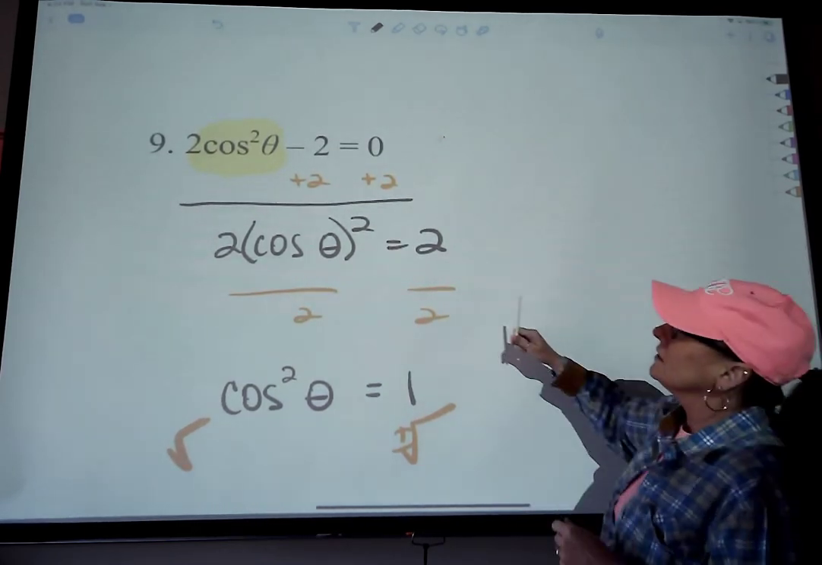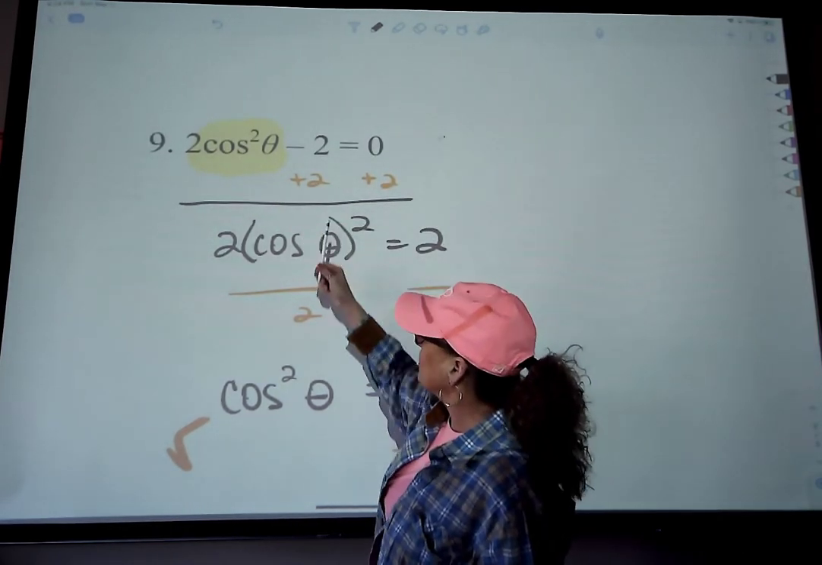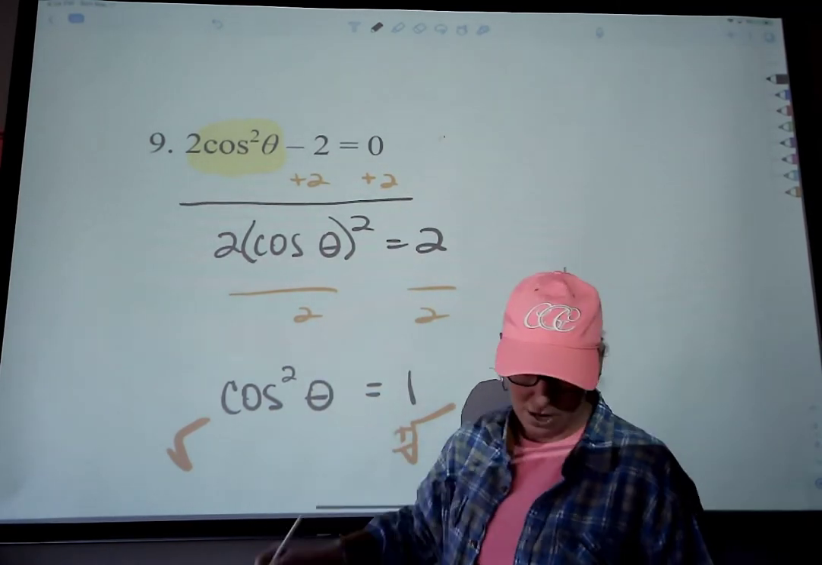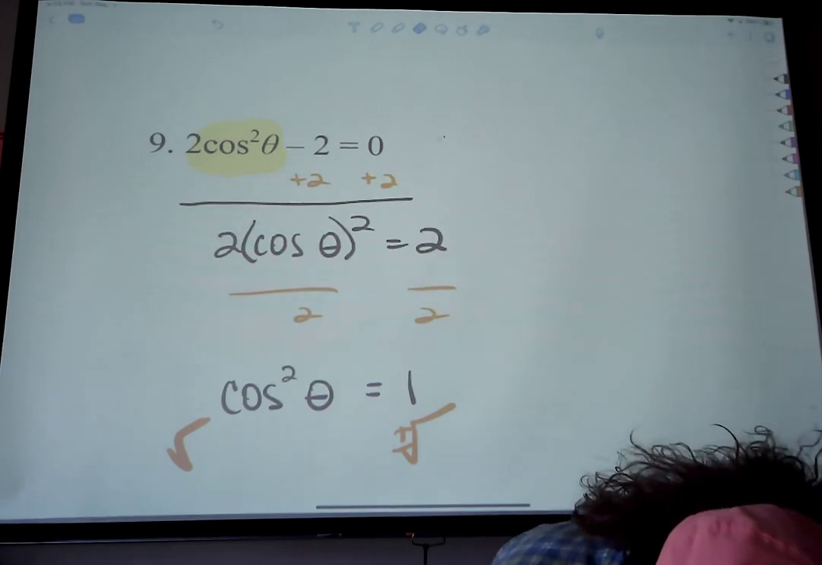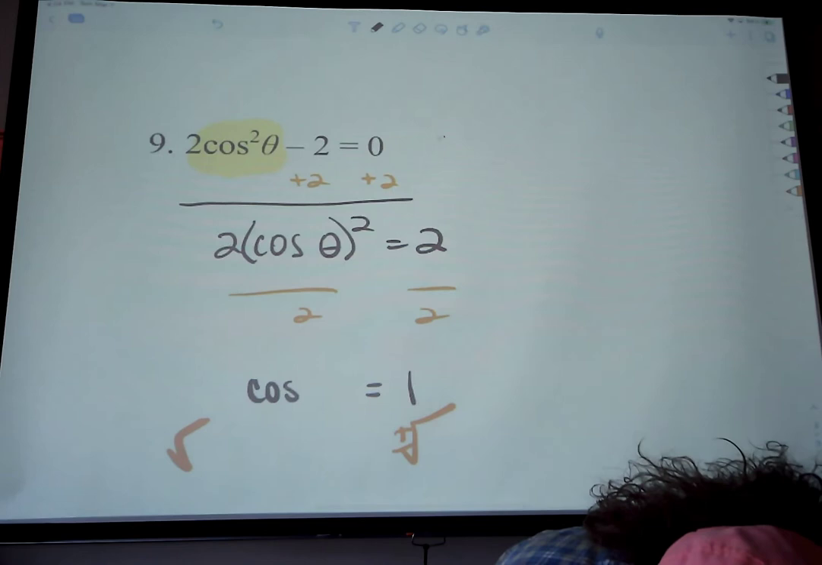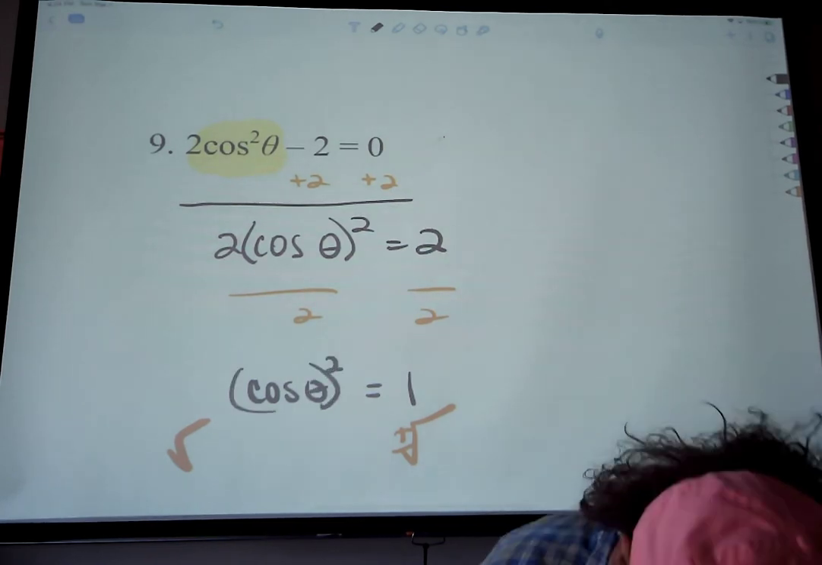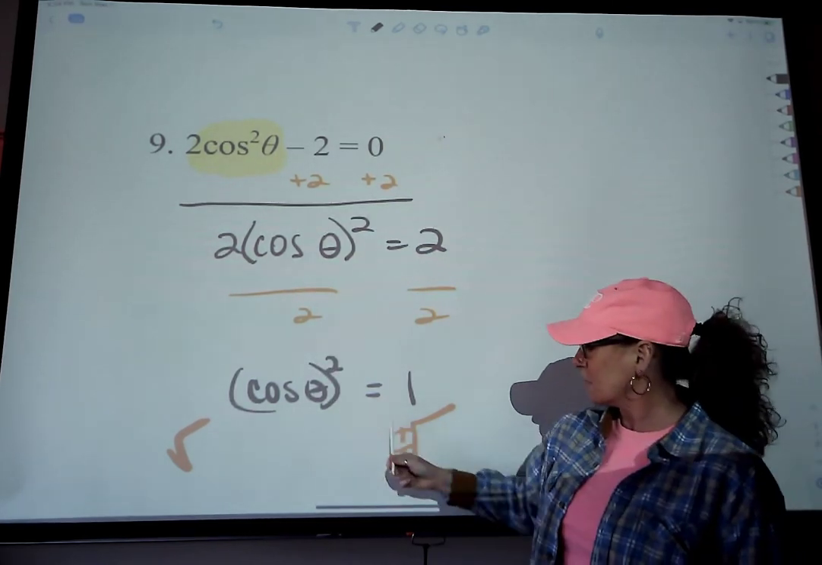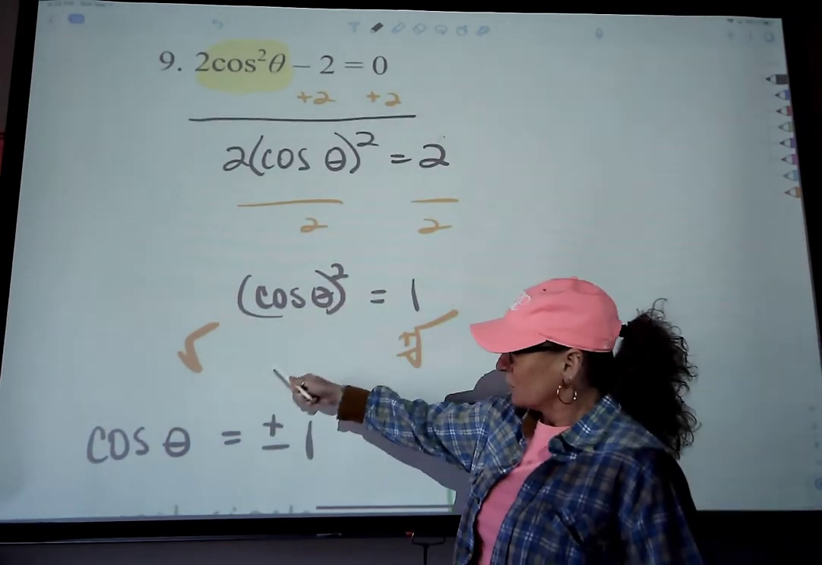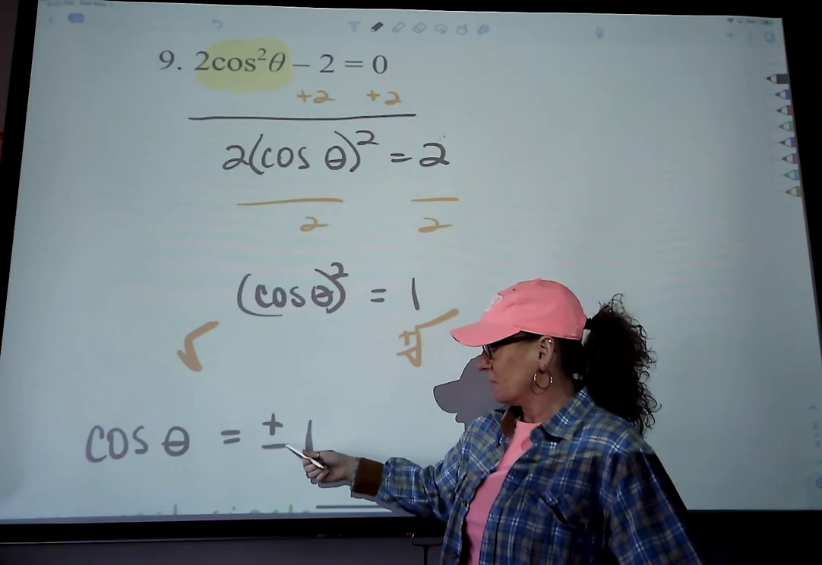All right. This one's squared also. Add 2, divide by 2. This is what I get. I don't know why I wrote it like that. That's silly. I just told you not to. There we go. Square root both sides. Don't forget your positive and your negative. So I get regular cosine is positive or negative 1.